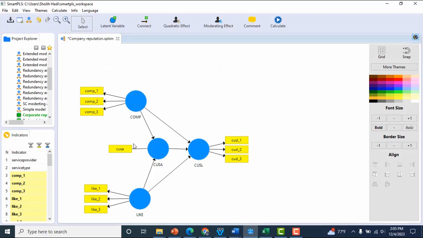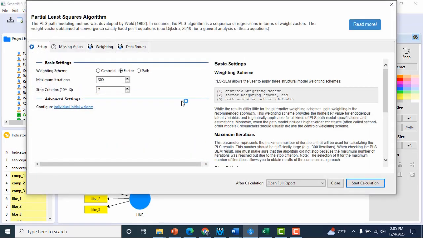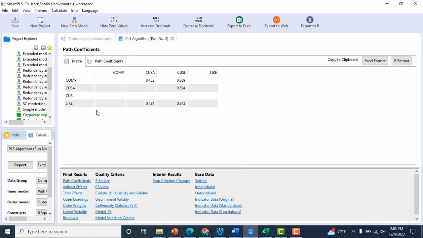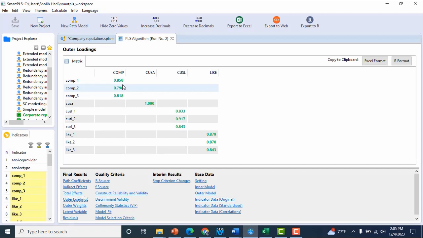We already have the model, and then how do we evaluate the measurement model? First click Calculate, then PLS Algorithm, with 300 iterations and a stop criterion of 10 to the power of minus 7. This is the default, and then start calculation. First we check the outer loading here, and all are satisfied because they are greater than 0.708.